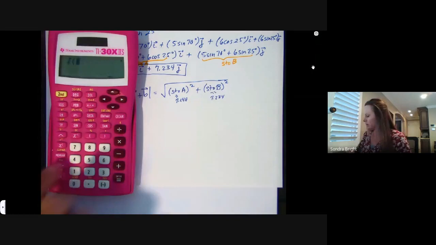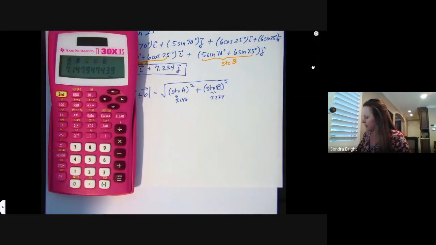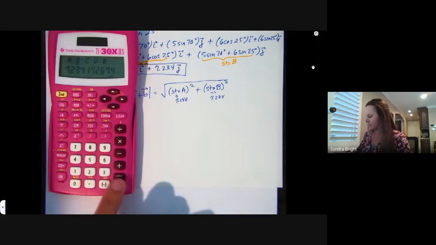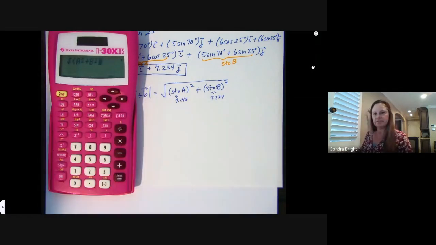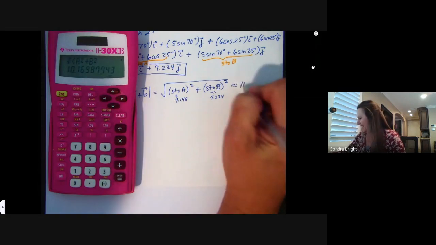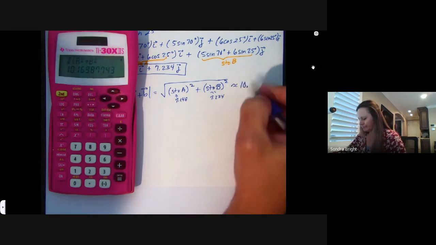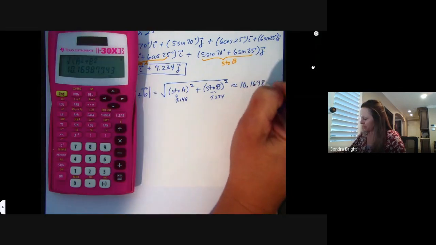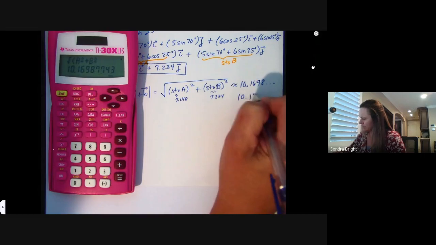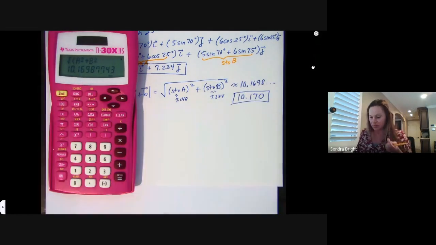You're going to bring up memvar, enter, squared, plus memvar, arrow to the right for B, hit enter, and then square that. And so I get that it is about 10.1698. If I go to 3 decimal places, my answer will be 10.170 for the magnitude. All right. They also want us to find the direction angle.